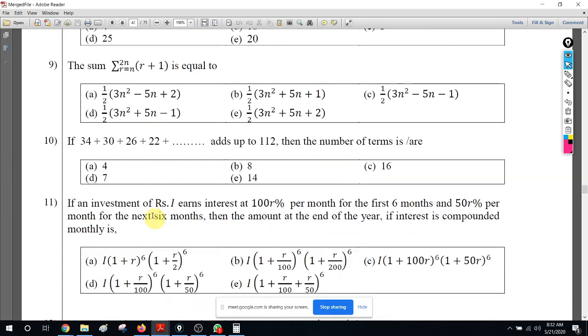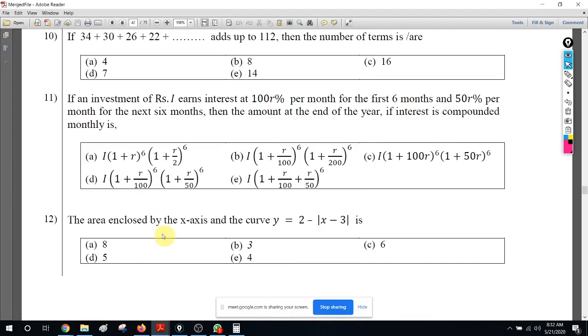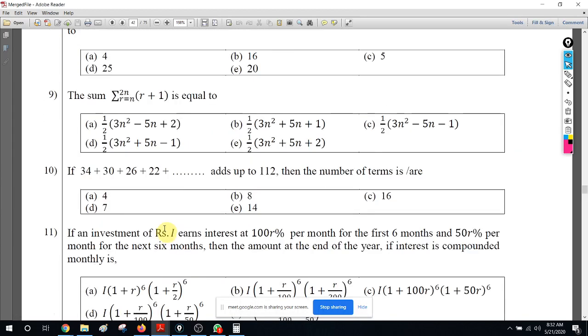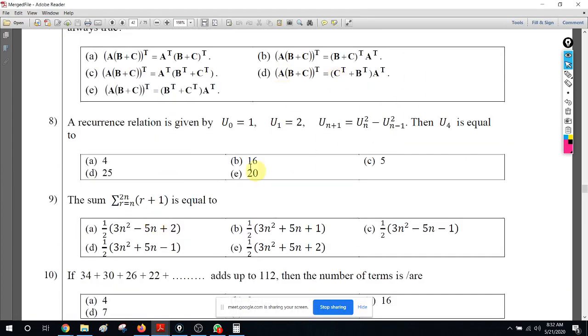This is a series question. Right, all these are series questions. We have one sequence question, that is this. So this is a sequence. They say that u naught equals 1, u1 equals 2, and u(n+1) is given like this. You are asked to find u4. That is a very simple question.